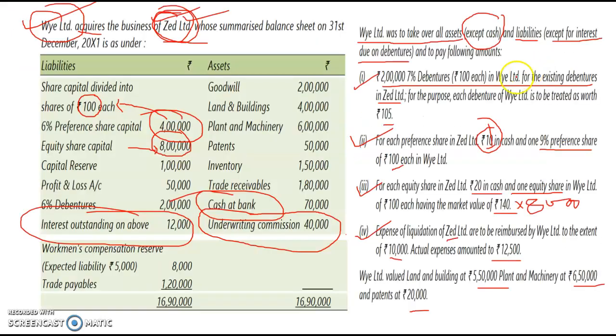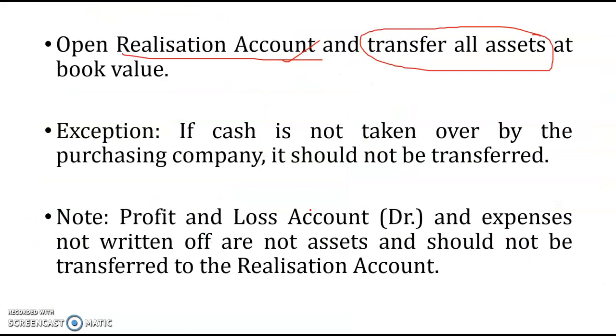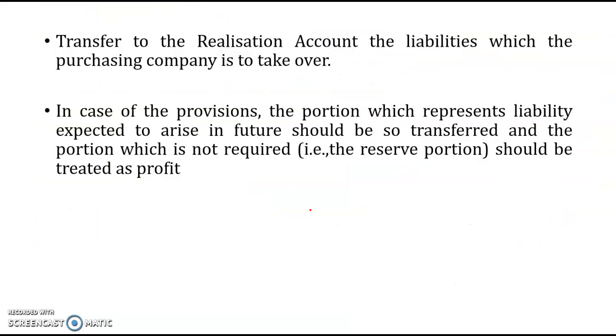The question also mentions that in case of workman's compensation reserve, the total amount is 8,000, but the expected liability that is going to arise in future is rupees 5,000. So this 5,000 will only be taken into consideration. The remaining 3,000 will be treated as profit, which will be shown in the upcoming slides.